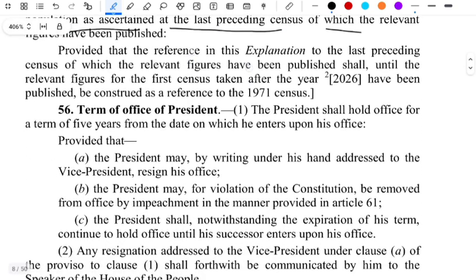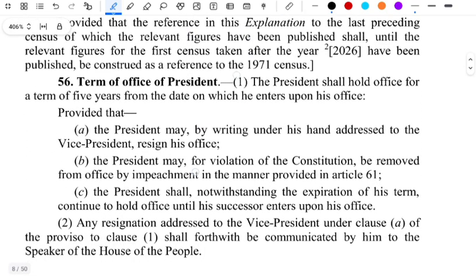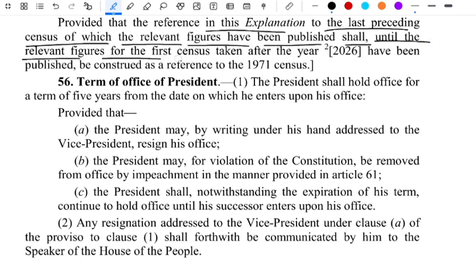Provided that the reference in the last preceding census of which the relevant figures have been published shall, until the relevant figures for the first census taken after the year have been published, be construed as a reference to 1971. बेसिकली अभी तो 1971 के रेफरेंस सेंसस से चल रहा है, बट अभी 2026 वाले सेंसस हुए होंगे उनके हिसाब से आगे अमेंडमेंट्स होंगे.